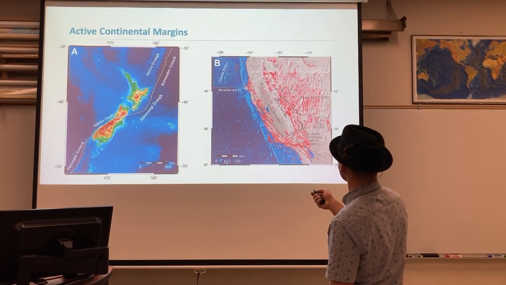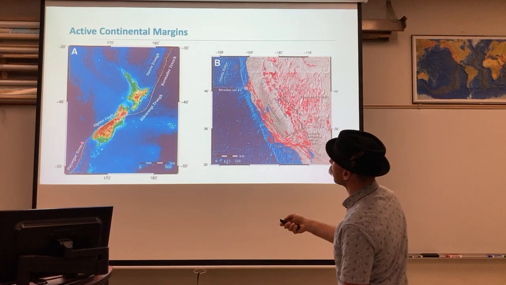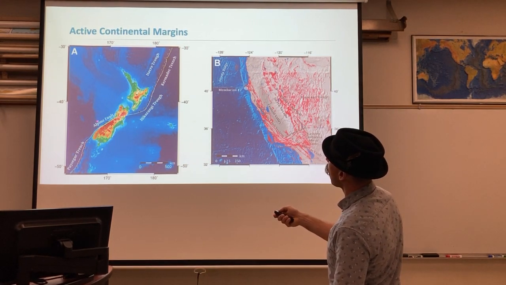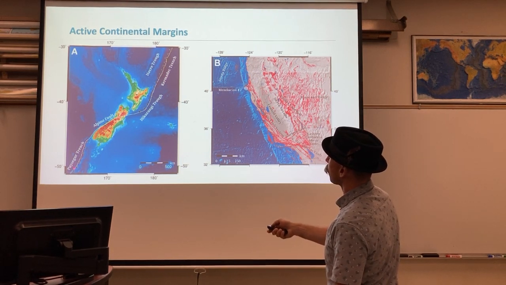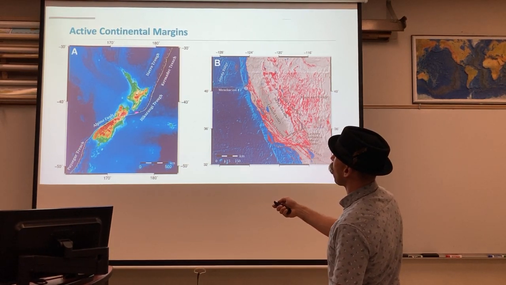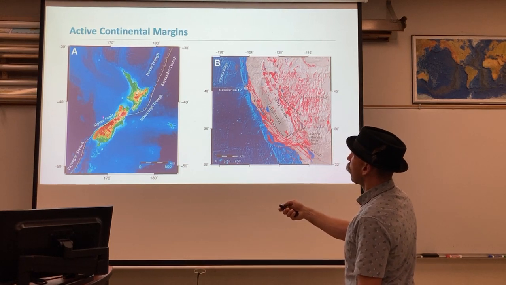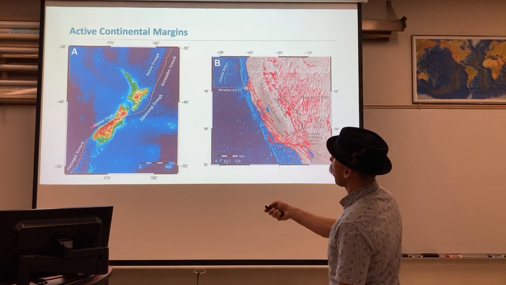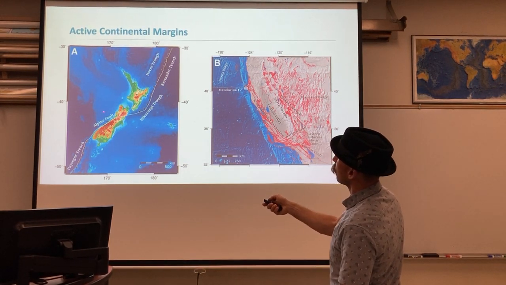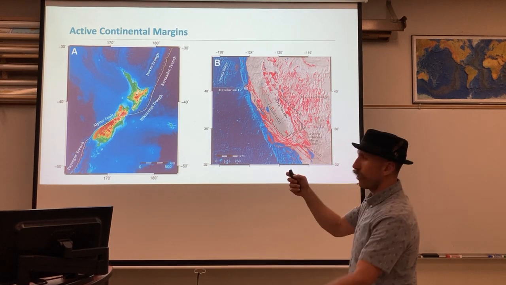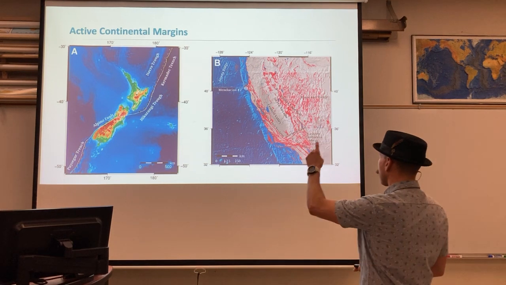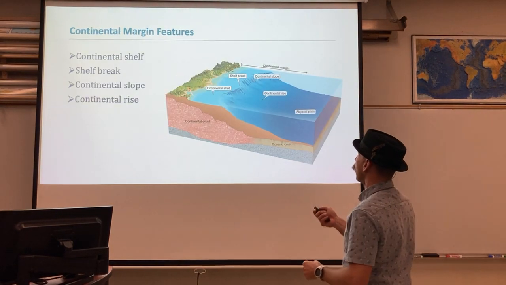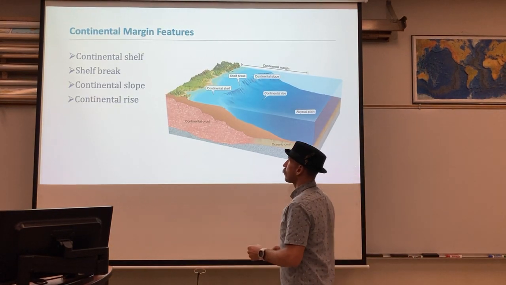San Andreas Fault running through California. This is the Alpine Fault on the southern island in New Zealand. Here we see subduction above, subduction below, and connected by a large transform fault. The difference between land and ocean in this continental margin right here is going to be a transform continental margin, active continental margin. Continental margins have specific features.